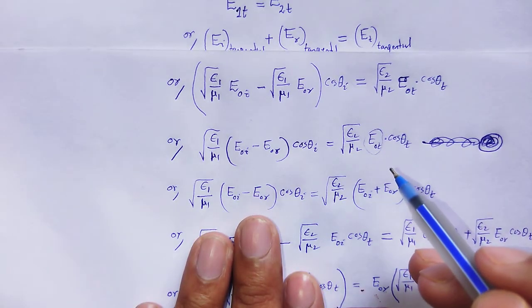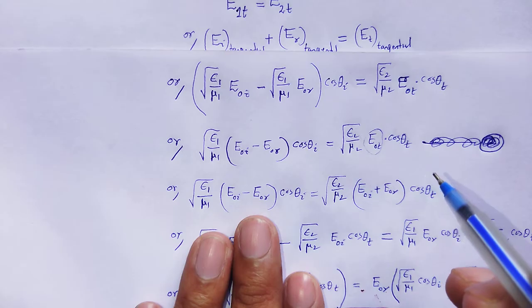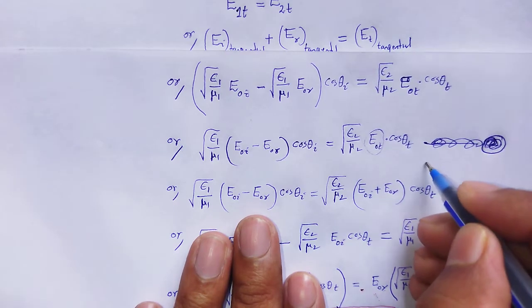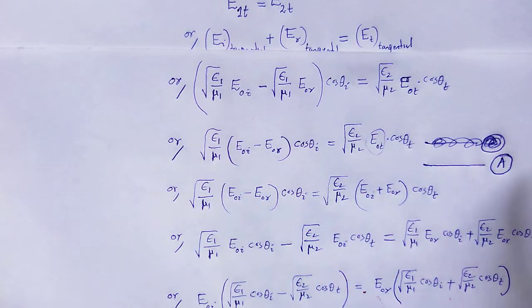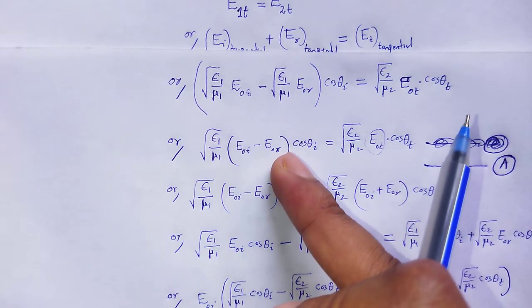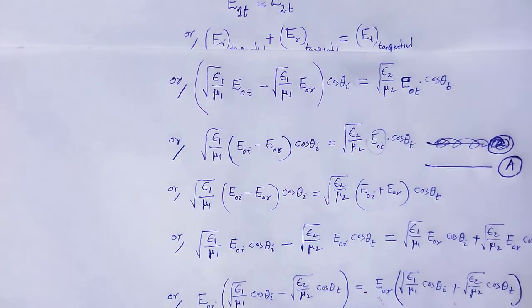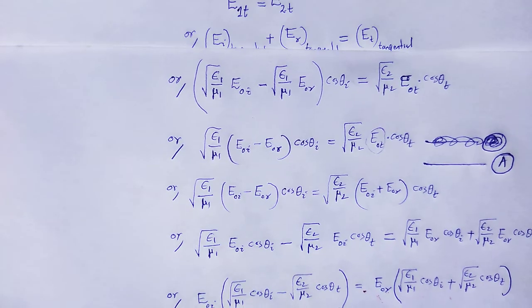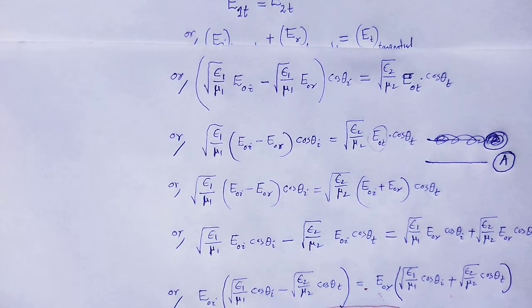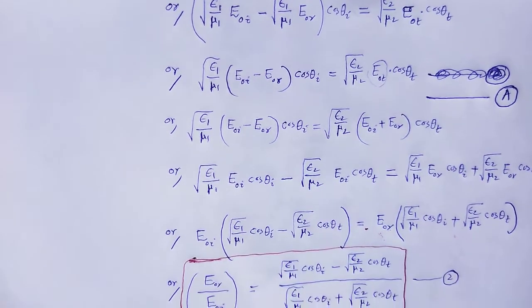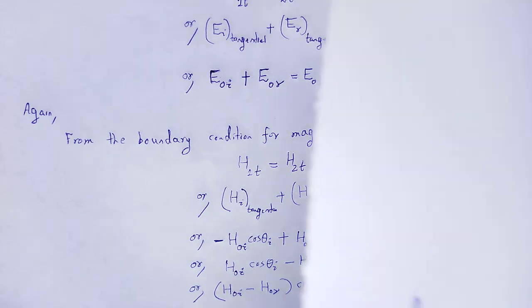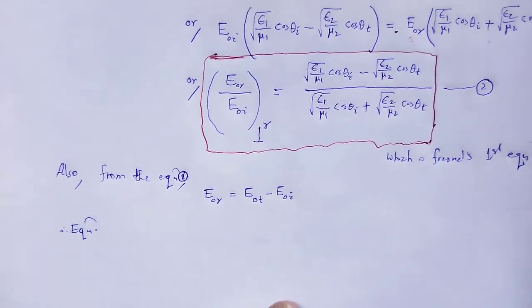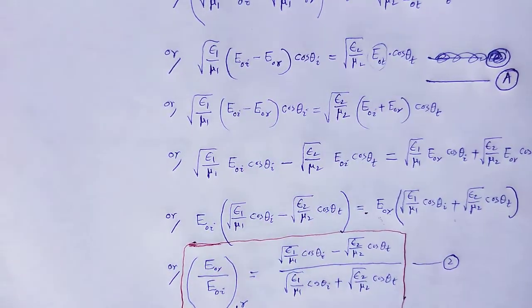Here I relate it to an equation number. Let me use it as equation number A. Then instead of E0R, we can use E0T minus E0I, as we have to calculate the ratio of the amplitude of the transmitted wave to that of the incident wave. Anybody can use it in that way and finally get that answer, but for our simplicity we put it this way.